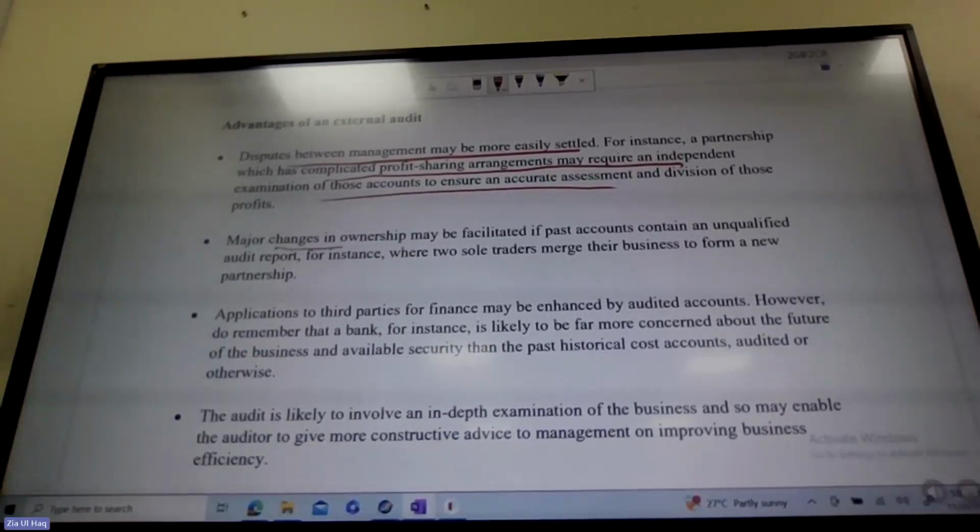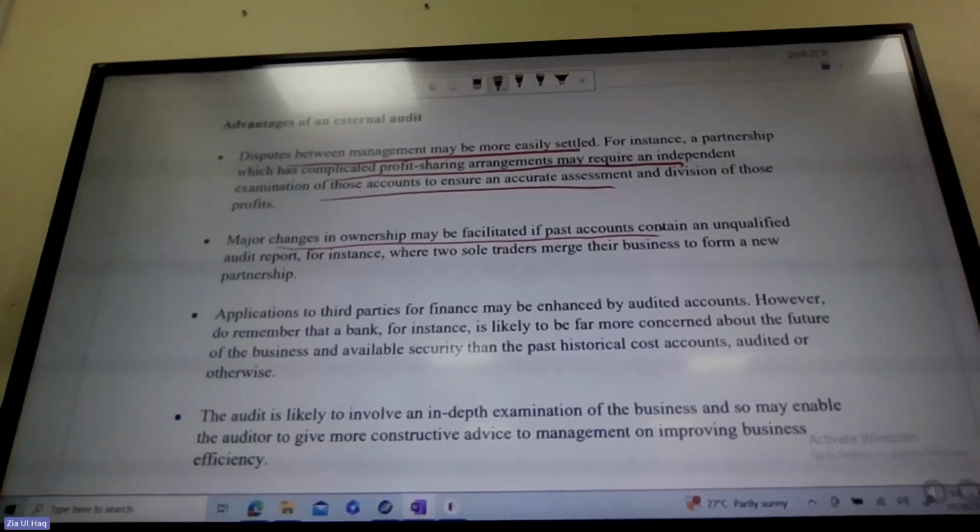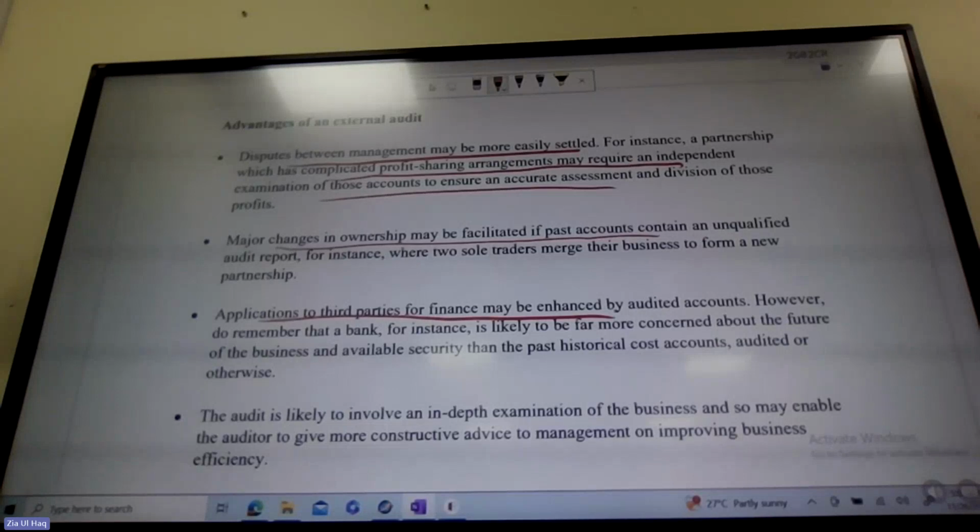Major changes in ownership may be facilitated. If any investor wants to make further investment in the business, he can take a decision based on the audit report easily. If the audit report is in favor of the business, meaning the financial statements give a true and fair view, this means management is running the organization properly, and they can make further investment. Application to third parties for finance: especially if the bank wants to approve a loan for the business, they can make a decision based on the audit report, because the audit report will say whether the financial statements results are true or not. If they are true, this means the bank can make a decision easily.